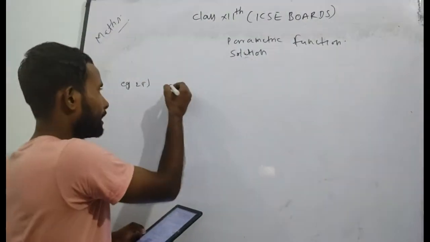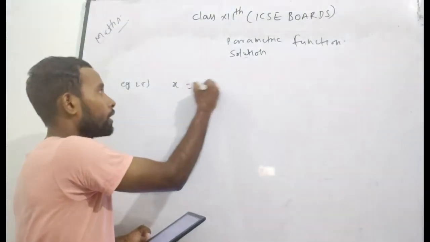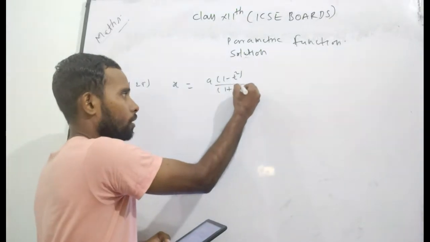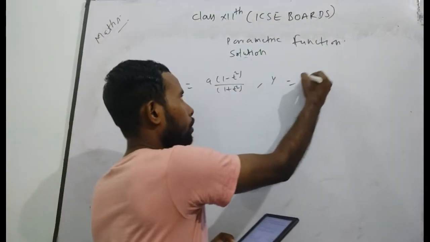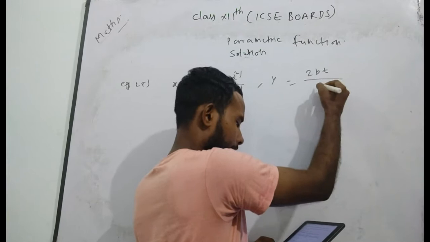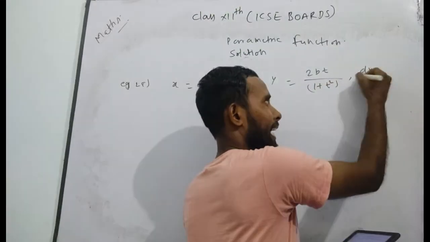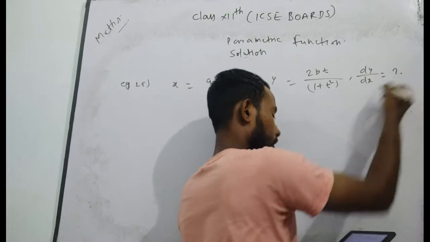In Example 28, it is given that x is equal to a into (1 minus t square) by (1 plus t square), and y is equal to 2bt divided by 1 plus t square, and you have to find dy/dx.